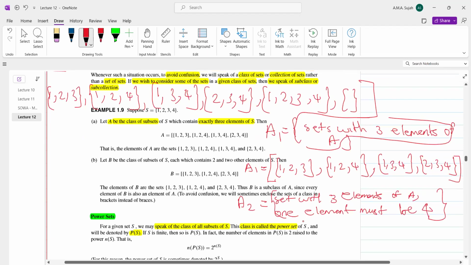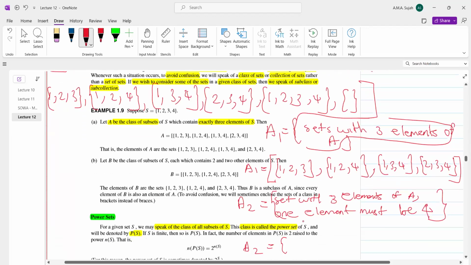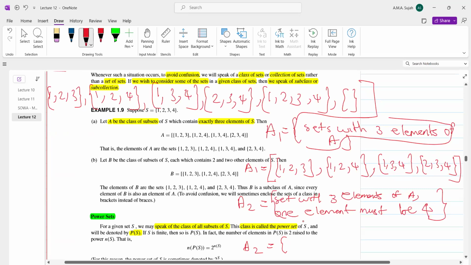In this question, in the A2, what they are telling is, you need to create a set with 3 elements of A. Among these 3 elements, one element must be 4, right? Then how can you write this? You know A has 4 elements, right? So I will write again: A has 4 elements, 1, 2, 3, 4, right?